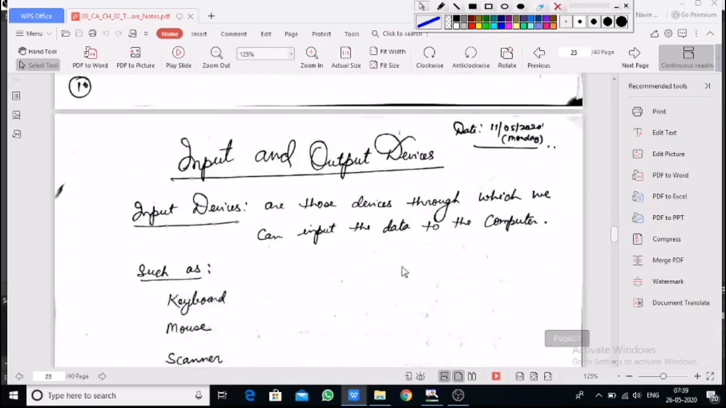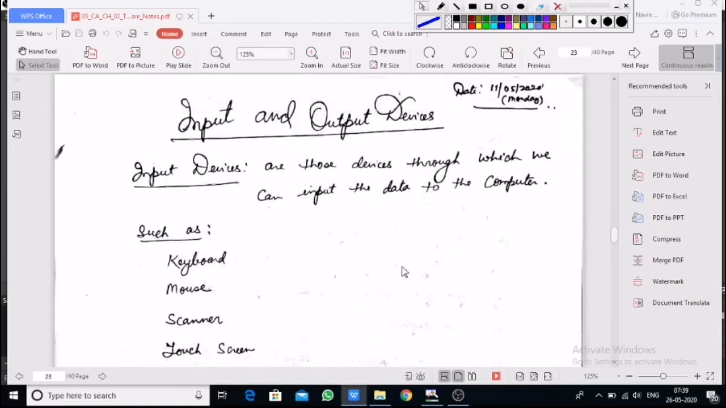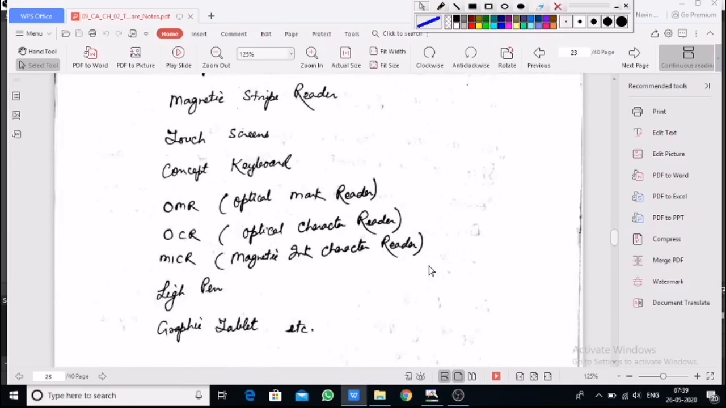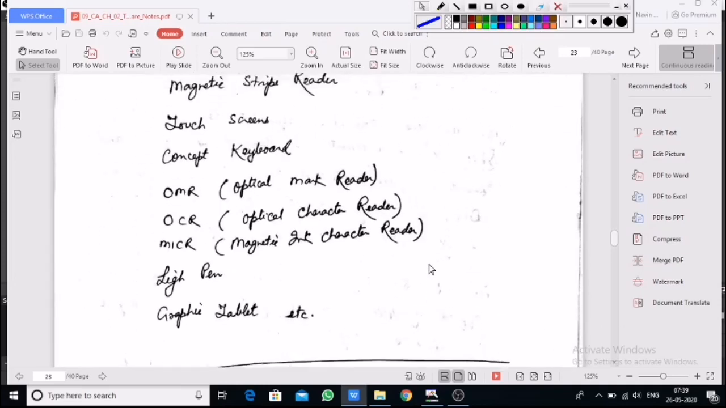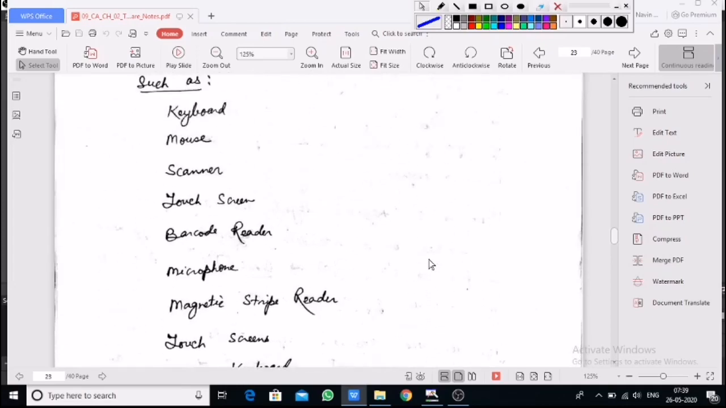Now the next topic is input and output devices, but for today I am leaving you here only. In the very next class, I will start input and output devices and cover all of them, right? We'll start with input devices and then we'll go to output devices.